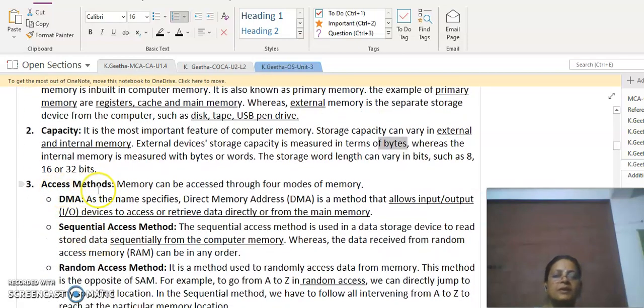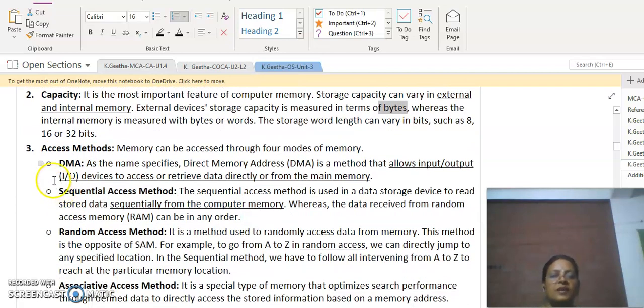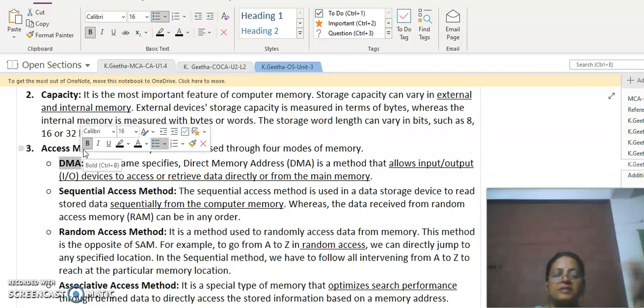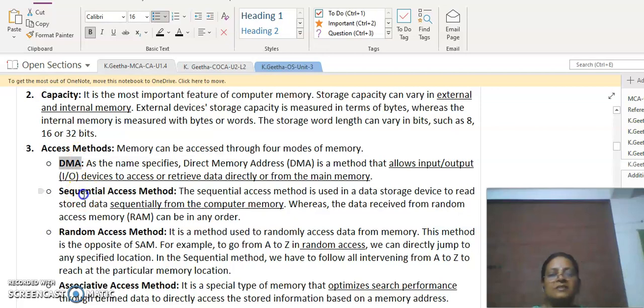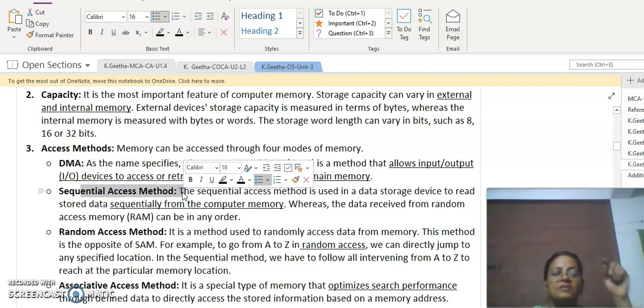Then coming to the access methods, how we are going to access each memory location. Based on the type of access, we have different classifications. The first classification is direct memory access, where the input and output devices are allowed to directly access the memory. They directly access the main memory without the help of the CPU, and this is usually implemented with the help of the DMA controller. The next access is sequential access. In sequential access, the data is stored serially in the computer memory, and it is read location by location. Starting from the initial address, it reads the next location, and like that it reads the information in the memory one by one.